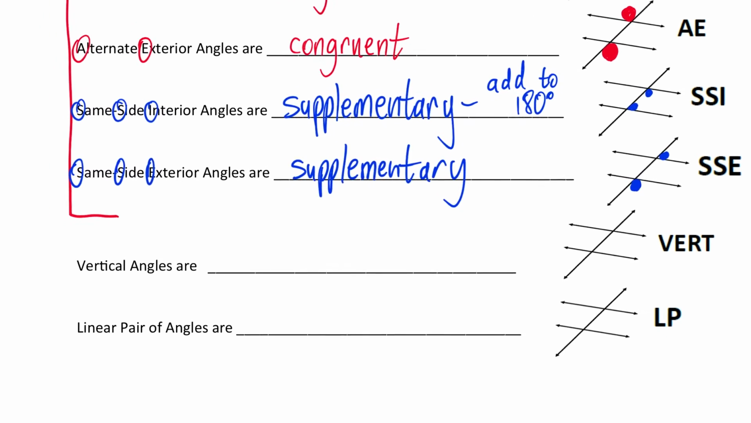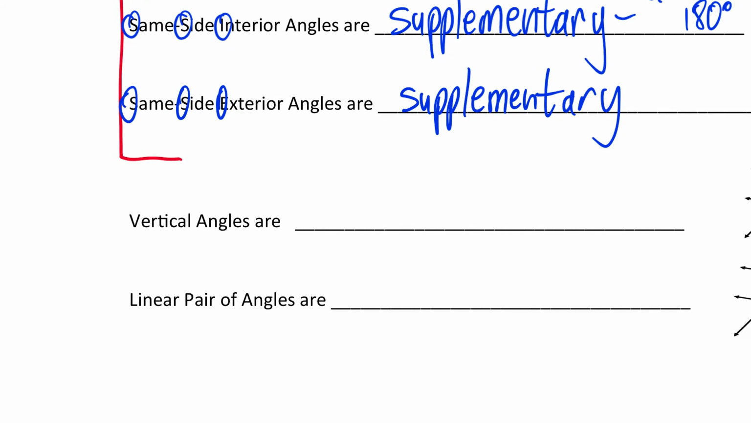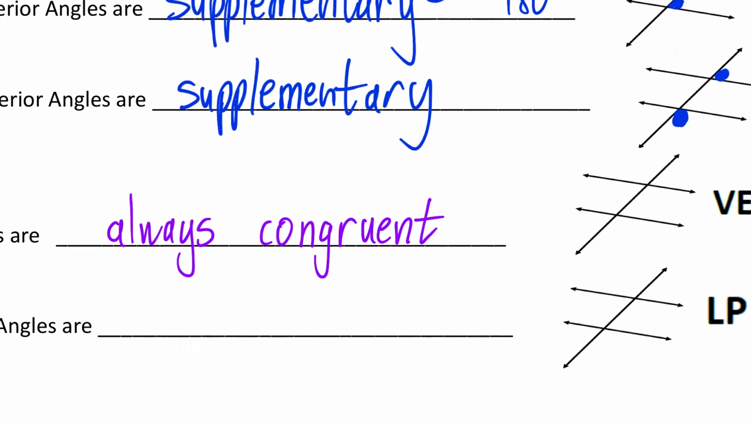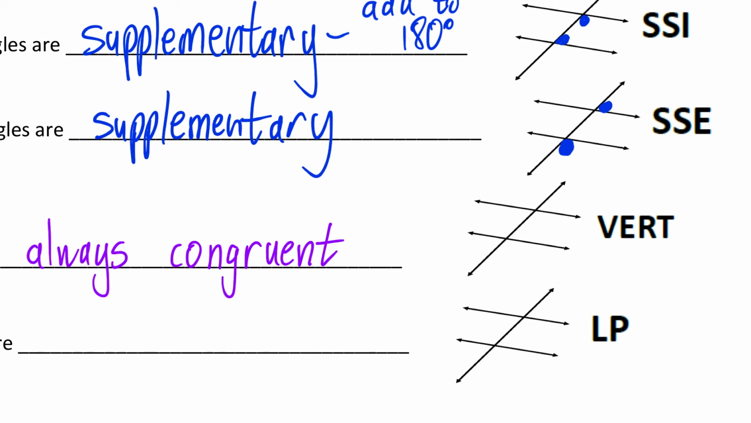Okay, now next, vertical angles are, okay, they're not just congruent, they are always congruent. Vertical angles are always congruent. So an example of vertical angles would be like this angle right here and this angle right here.